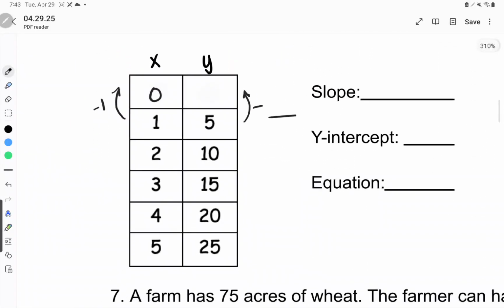Okay, we'll ignore this part up here for now with these arrows that I've already drawn. We're going to jump down here. All right, when you see a table, what's the first thing you do? Draw some arrows.